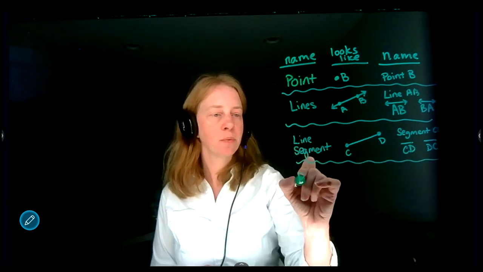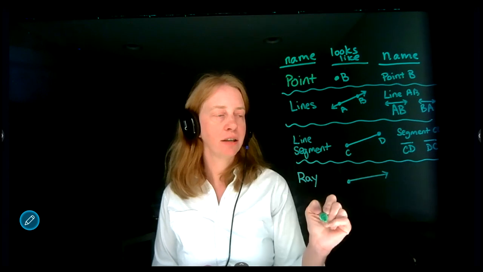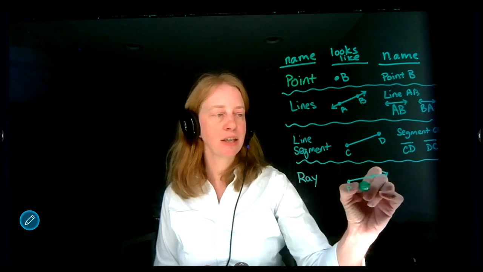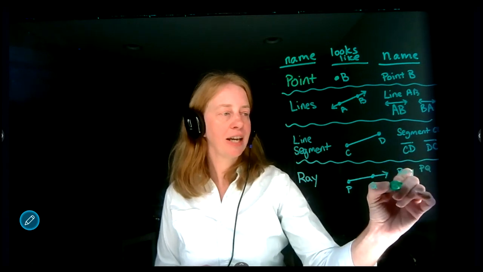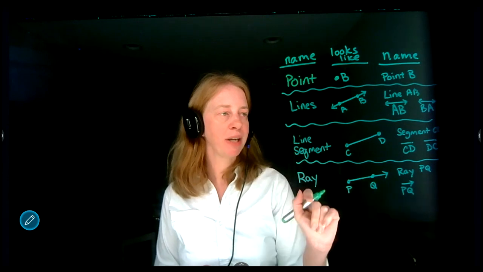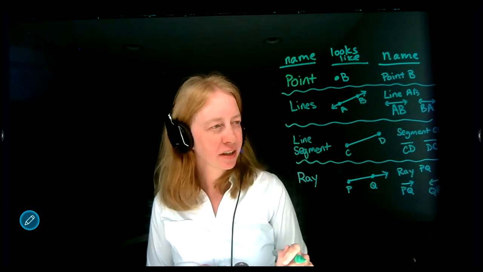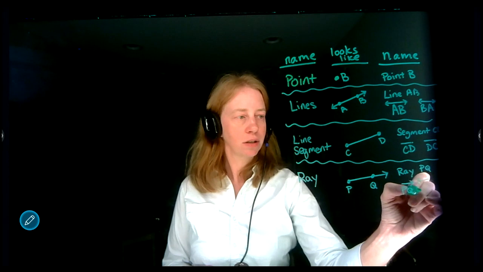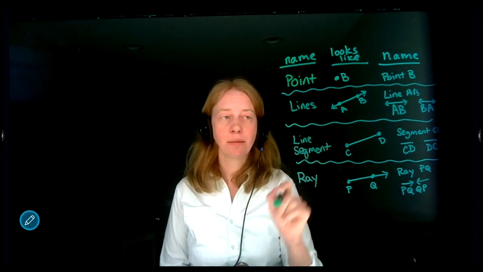The next one we're going to do is a ray. A ray has a point on one side and it continues on in the other direction with an arrow. Now it'll have another point on here. So if we named this one, let's say PQ, we would say ray PQ. Notice that I'm trying to match my picture. I could also name it QP, but this time my arrow goes the other direction. It's a little cut off right there. I'm going to move this over. QP. Okay. So those are your points, lines, line segments, and rays.